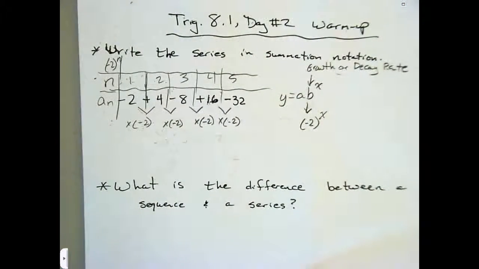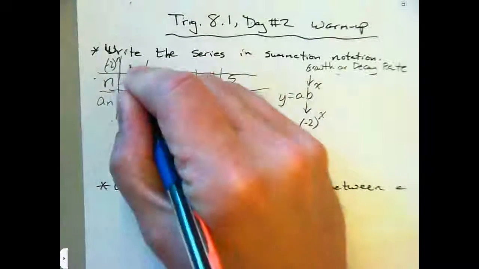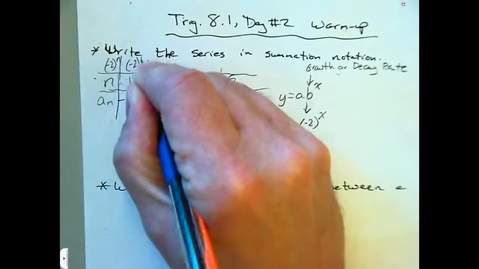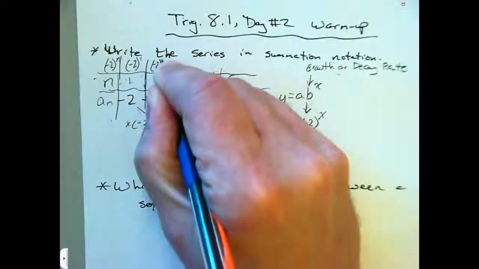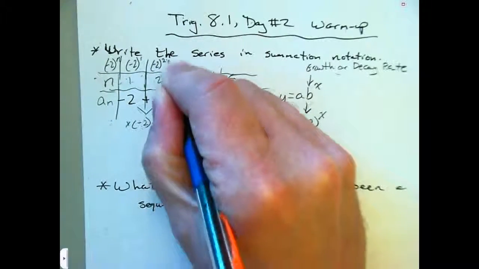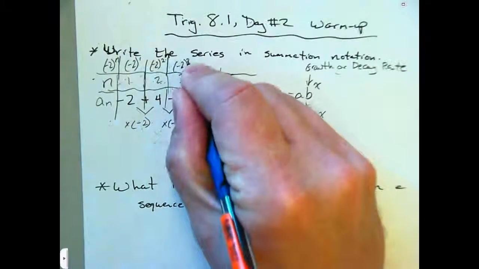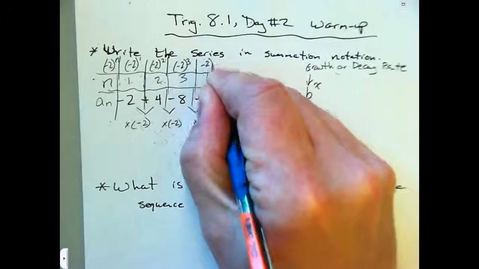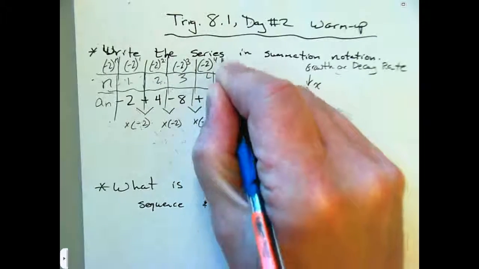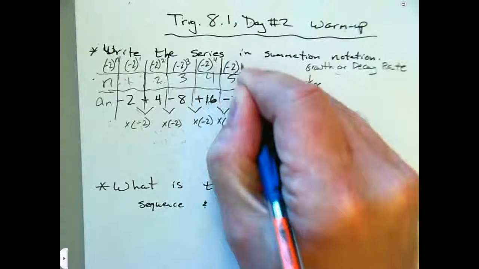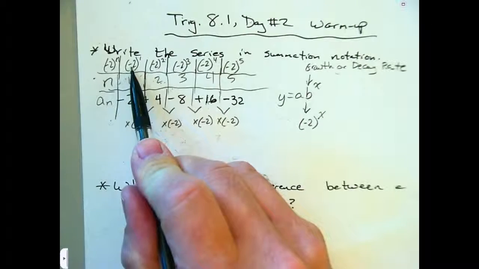Okay, so adding that other row, since I know the pattern now, negative 2 to the power of n, this would be negative 2 to the first, negative 2 to the second. I'm just plugging in whatever n is for that n, negative 2 to the third. It doesn't necessarily mean it's the correct answer, but it gives us a starting point. So now I've used my base.